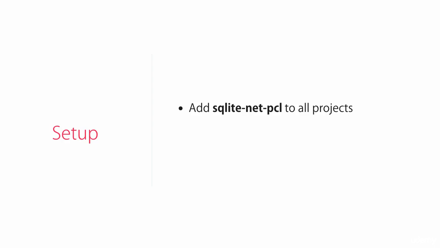So before we move on to the next lecture, what I want you to do is add this NuGet package to every project, and then download the zip file and copy the interface and its implementations in corresponding projects. Next, I'm going to show you how to use SQLite.net.